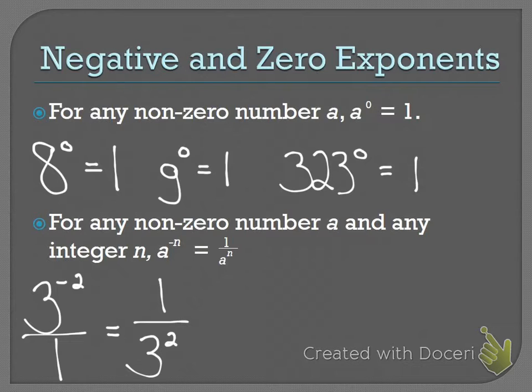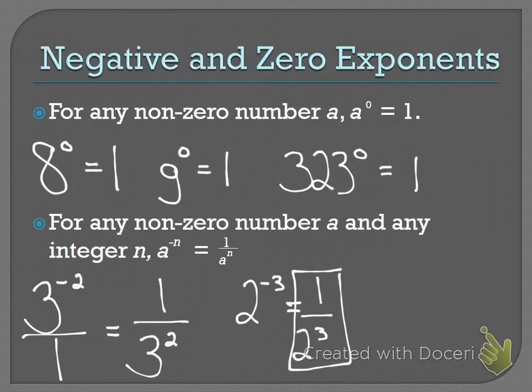Okay? So I want you to convert 2 to the negative third power. How would you write this using a positive exponent? How could you change the sign of your exponent? What would it be? 1 over 2 to the third. You just move it to the other side of the fraction.